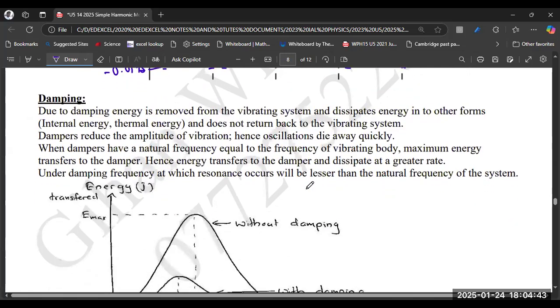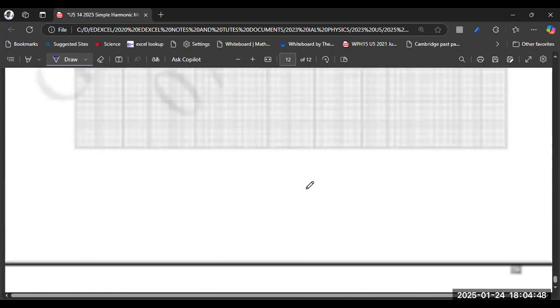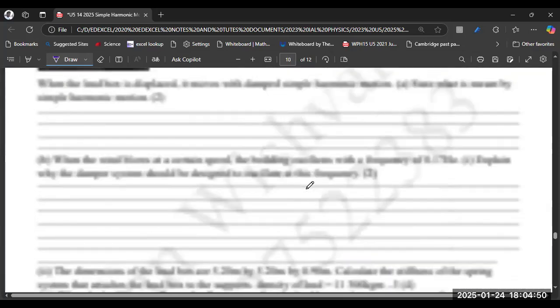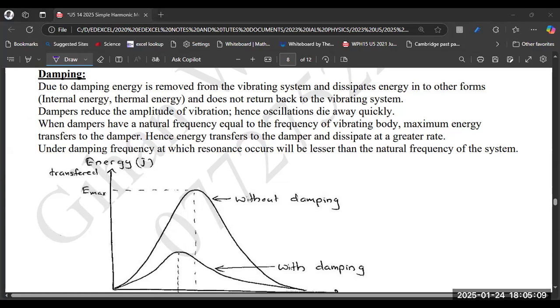Then the last part of simple harmonic motion, that is the damping situation. In damping questions, there is a graph that I need to teach that is not in this note. So I will teach you about that before I go to this situation. Now, you all need to know what is meant by damping.